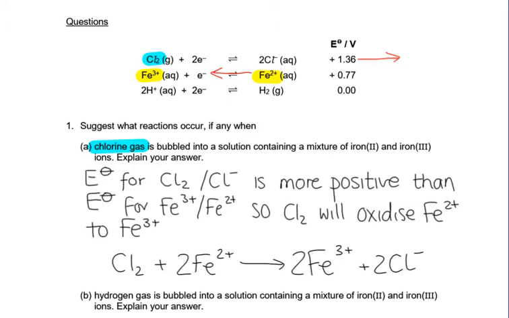And then we can combine our two equations, making sure we double up if needs be. So we've doubled the Fe to make the electrons the same. So our top one went forwards because it was most positive, and the iron one went backwards because it was more negative. So have a go at part B.